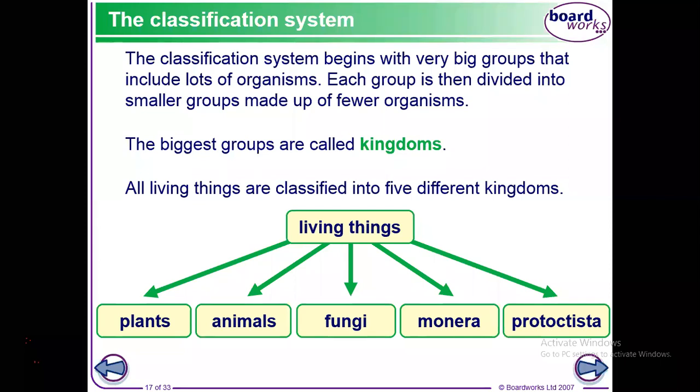Some of them act like plants, like they make their own food like plants, but they are microscopic organisms. Others act like animals and hunt for food. Okay, so we have many kingdoms.